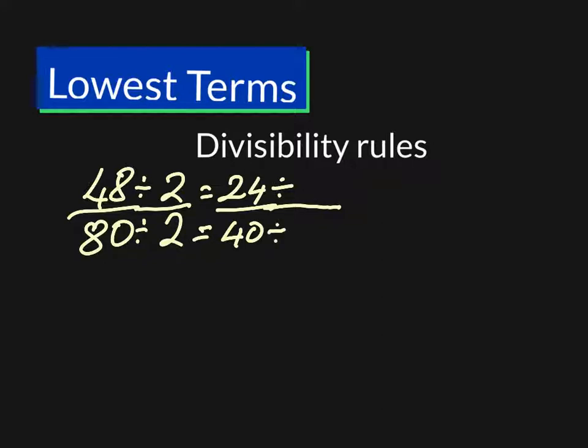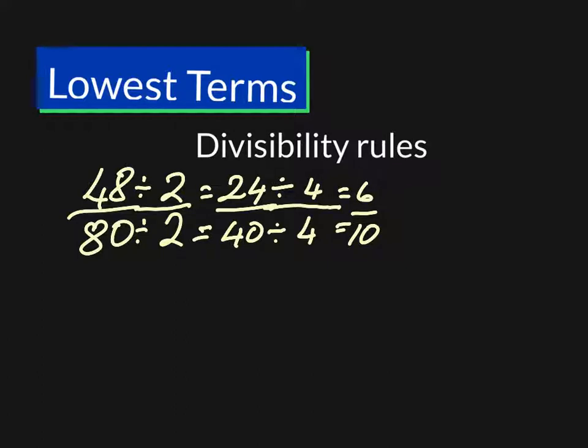But in fact, because I know the times table, I know that both 24 and 40 divide by 4, so I'm just going to use that instead. So 24 divided by 4 is going to be 6, and 40 divided by 4 is going to be 10. So now we've reduced 48/80ths to 6/10.